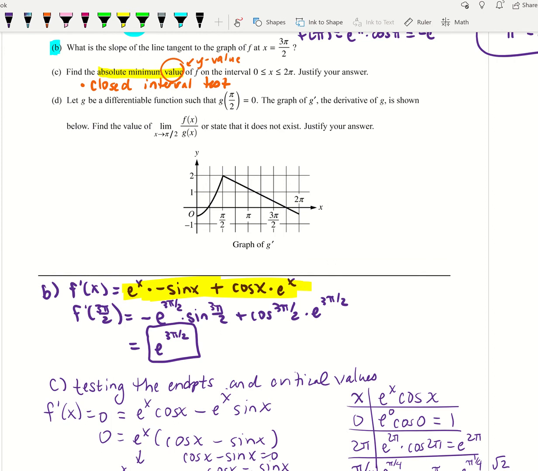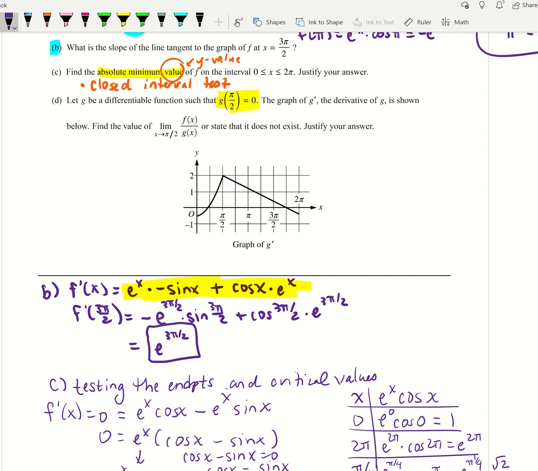Let g be a differentiable function such that g of pi over 2 is equal to 0. The graph of g prime, the derivative of g, is shown below. Find the limit as x approaches pi over 2 of f of x over g of x, or state that it does not exist. Justify your answer. Well, the fact that g of pi over 2 is 0 means I'm going to have a 0 in the denominator when I use substitution. That makes me wonder if perhaps I will be using L'Hopital's rule.